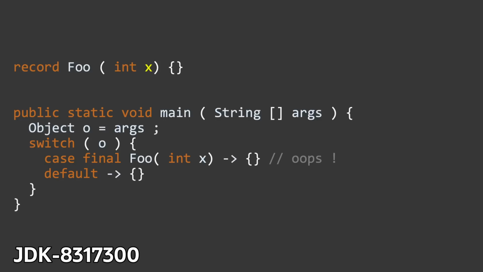Record patterns were introduced in Java 21. However, javac allowed final in front of a record pattern, like in the on-screen example. This was incorrect and will now cause a compiler error. Users will need to remove the final keyword.